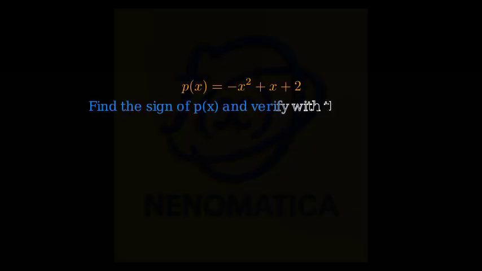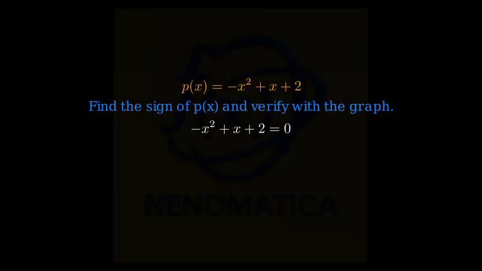In this lesson, we will analyze the sign of a quadratic expression and verify the result with its graph. The expression is p of x equals negative x squared plus x plus 2. Our goal is to determine where p of x is positive, where it is negative, and confirm using a graph.